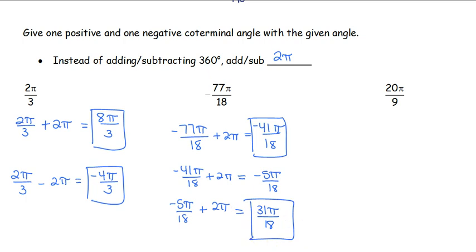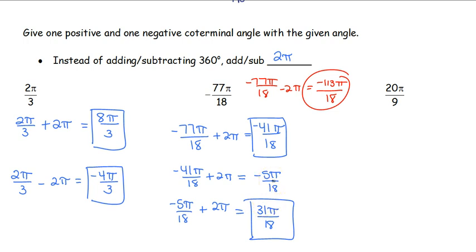Now let's say you try to do the negative coterminal first. We have a negative 77 pi over 18 and we subtracted 2 pi. That's okay too, because sometimes you do the negative first. And when we subtract our 2 there, we end up getting a negative 113 pi over 18. That would have also been an acceptable answer for your negative coterminal, just as long as one is positive and one is negative.